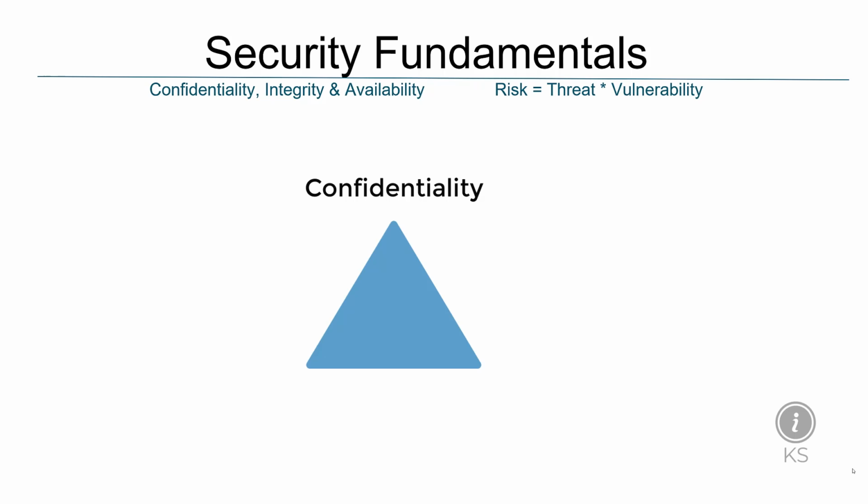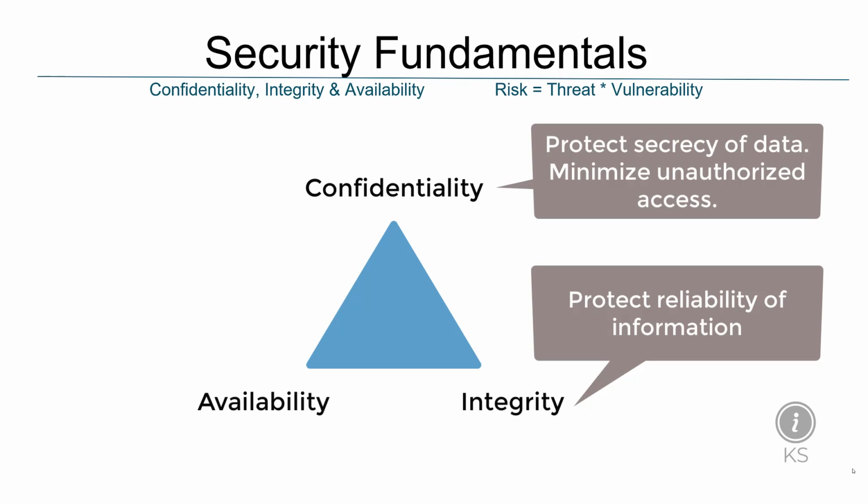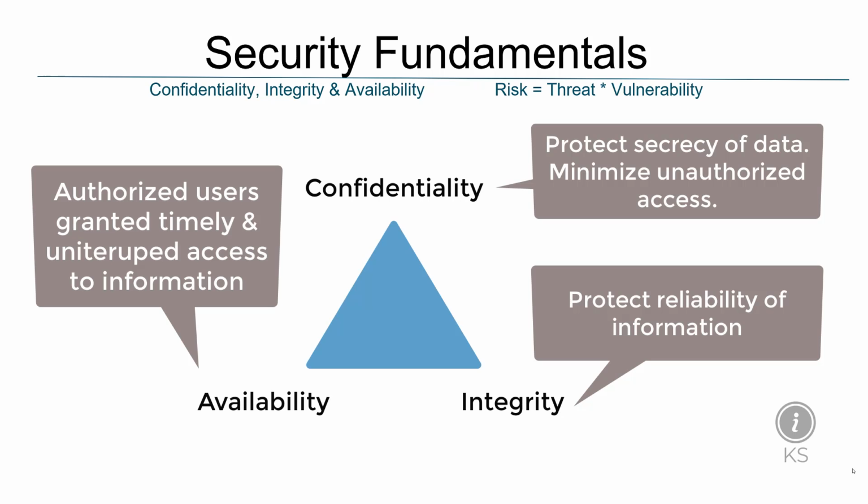Those fundamentals are confidentiality, integrity, and availability. Confidentiality is the protection or the secrecy of data, preventing or minimizing unauthorized access to the data. Next is integrity. Integrity is the concept of protecting the reliability of the information you have on your network or the information you're using. Integrity could also include the integrity of the system or application used to process your data. Availability means allowing access to the information for only authorized users in a timely and consistent manner.